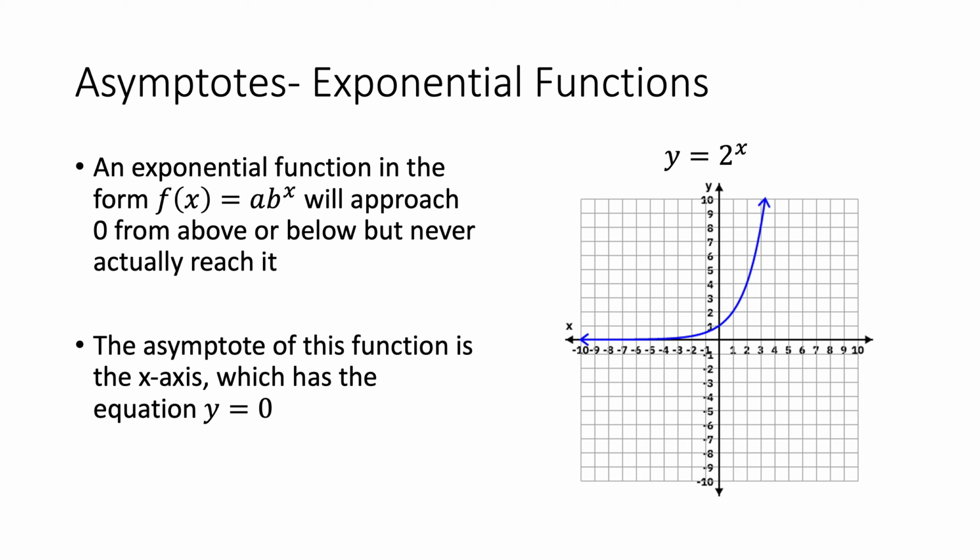An exponential function in the form f(x) equals ab to the x will approach 0 from above or below, but will never actually reach it or cross 0. That's why the asymptote of this function will be the x-axis, which has the equation y equals 0. For example, if we look at y equals 2 to the x, in this case b equals 2. Notice that it gets really close to the x-axis, but it won't actually intersect it or cross it. So it has an asymptote at y equals 0, which is the x-axis.